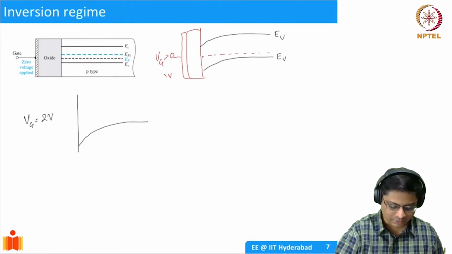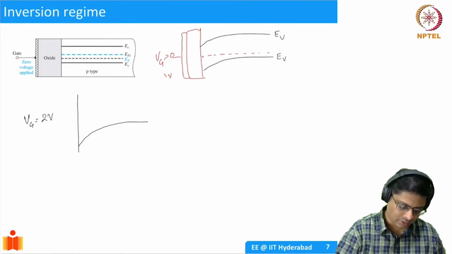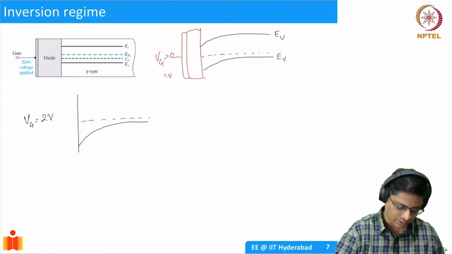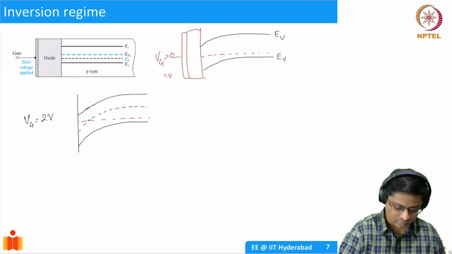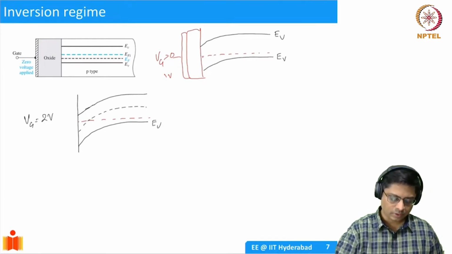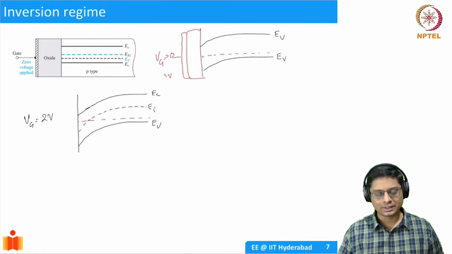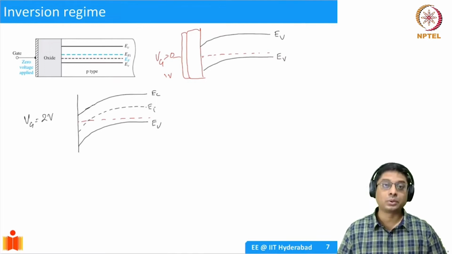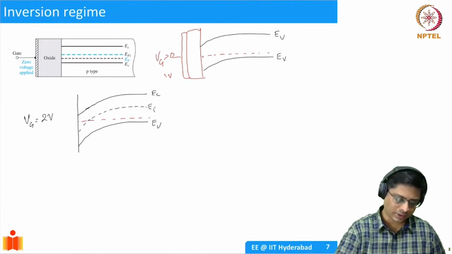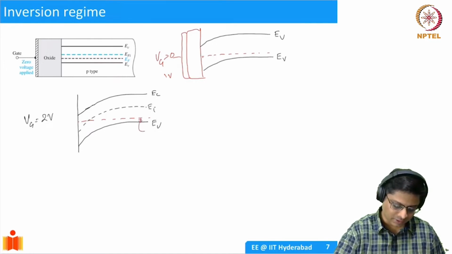So you can have a situation like this, wherein my EF is here, and let's say my EI could be something like this. So this is EV, this is EC, and EI. In principle, I can deplete it so much that my bands bend in such a way that EF goes closer to EC. So notice here, this is the charge density, right? This is my hole charge density.